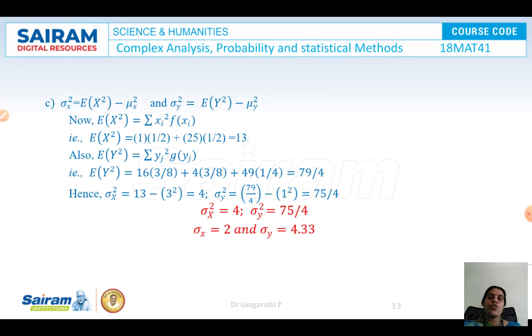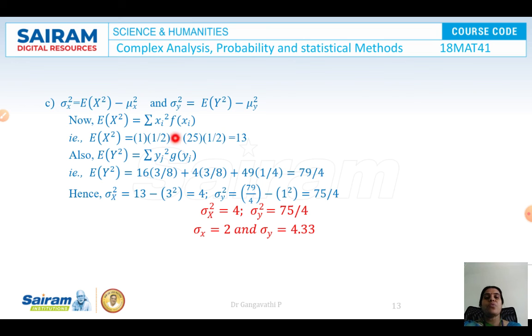Directly, there is no formula to do it. So we have to find the variance, and from the variance we can arrive at the standard deviation. So sigma x square is E of x square minus mu x square, and sigma y square is E of y square minus mu y square. We know E of x square, the formula is the sum of xi square into f of xi. So giving values for i, it is x1 square into f of x1 and x2 square into f of x2.